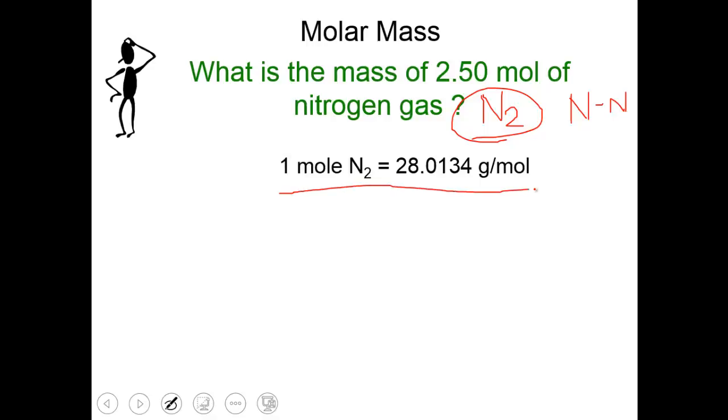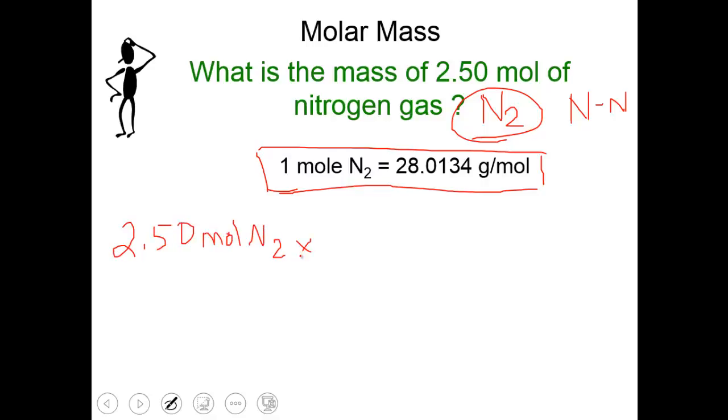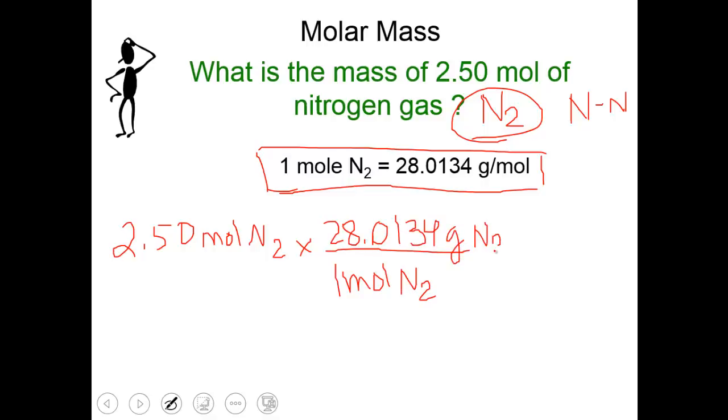So 1 mole of N2, if we look up what nitrogen weighs on the periodic table, it weighs 14.066 something or other grams per mole. So this is the mass of N2, or twice that amount. So we're going to use this as a conversion factor. So I have 2.5 moles of N2. Let's get rid of the unit of mole. So 1 mole of N2 weighs 28.0134 grams, and I'm going to say of N2. You need to have these on there.